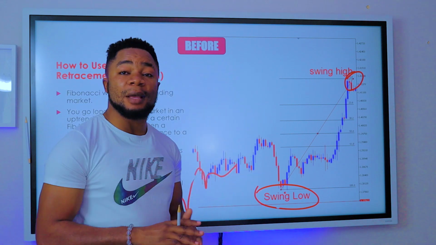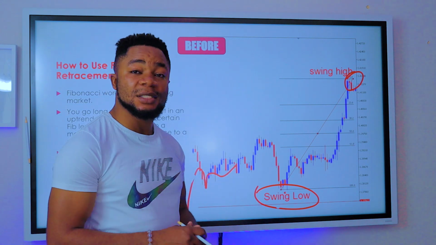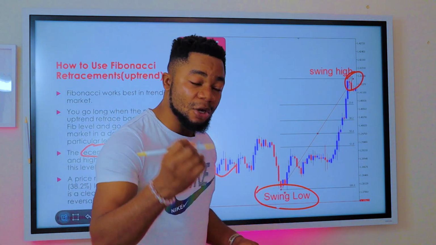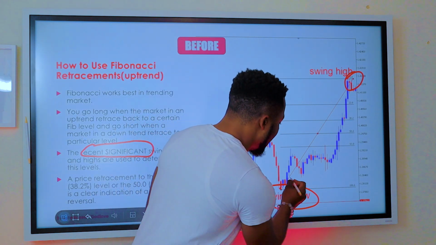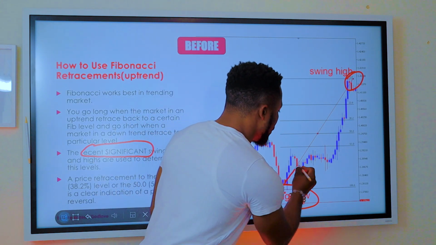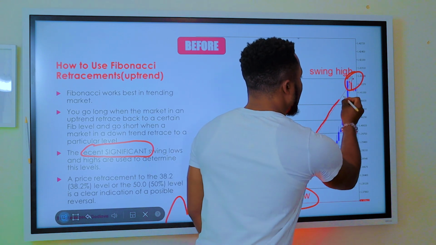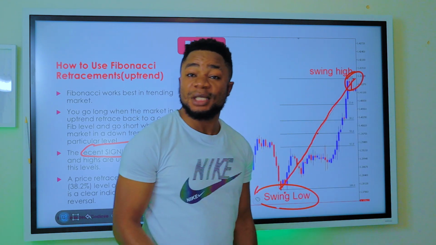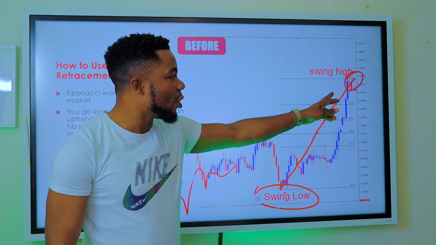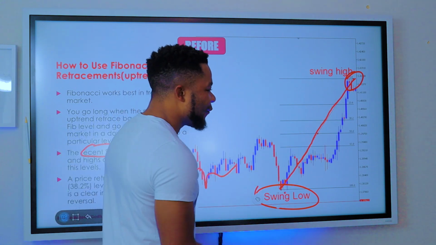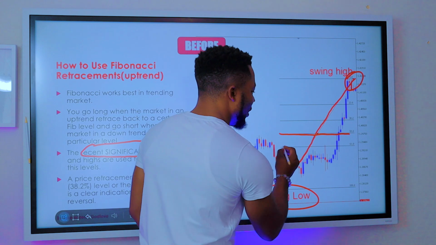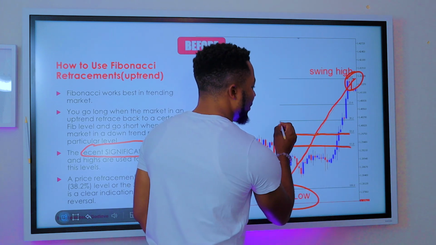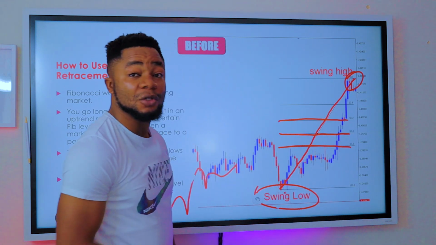So you just go now on your MT4 and type Fibonacci retracement. The tool will just pop up. You click on it, you click on your swing low, and you drag it up to where you see your swing high. When you drag it up to your swing high, automatically these levels are already there. You can see this is the 50% level, this is the 61.8% level, and this is the 38.2% level.